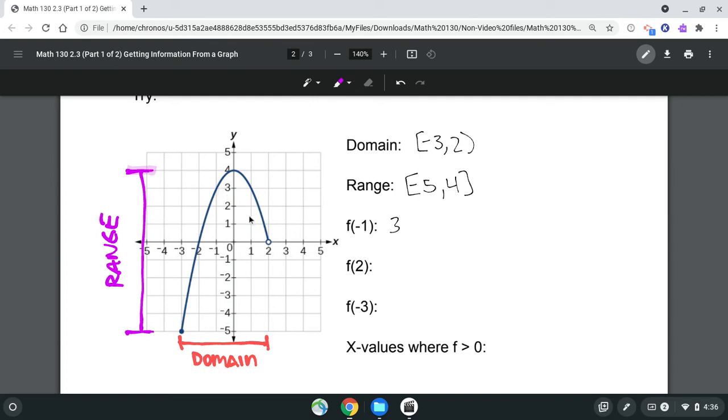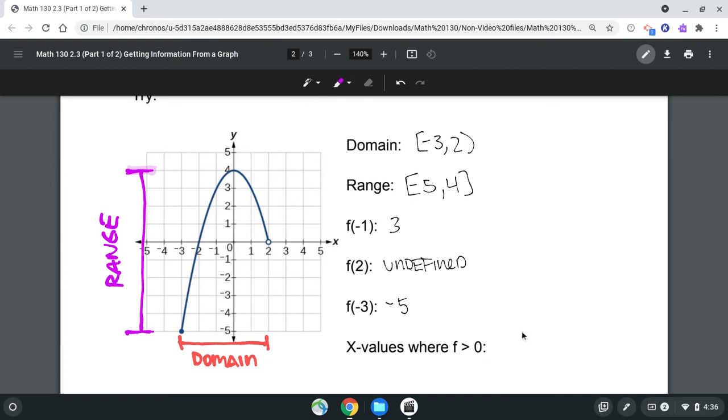All right, f of negative 1, here's negative 1, and looks like 3. F of 2, there's an open circle, so this is undefined. F of negative 3, down here, goes to negative 5.